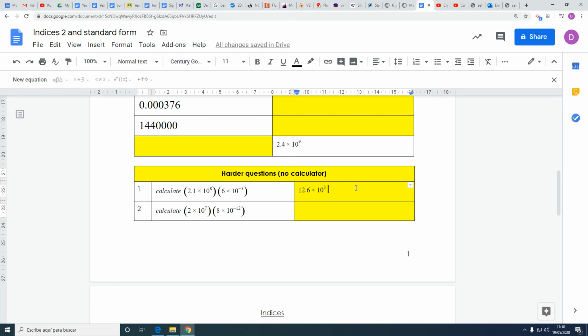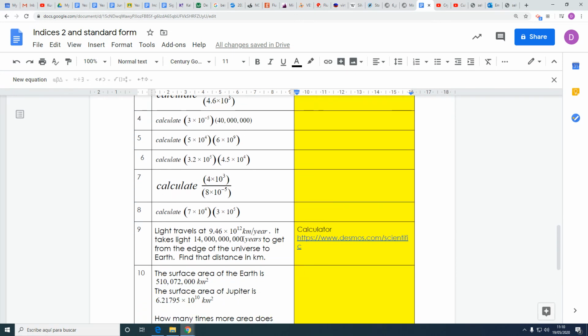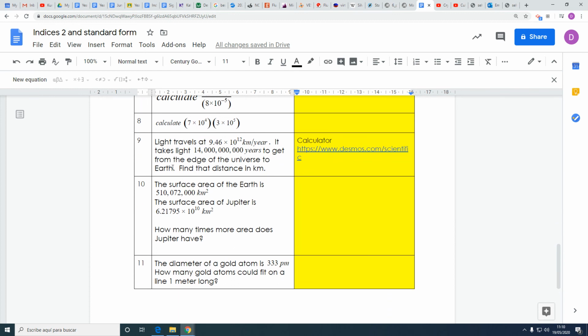So with all of these hard questions, you just do the normal number together, and then you do the times 10 to the something together. So this one's going to be plus 7 and minus 12. You can guess what that's going to be. All these questions are exactly the same, just to give you some practice until we get down to number 9, 10, and 11. I'm not going to help you with those. Those are my challenge questions.